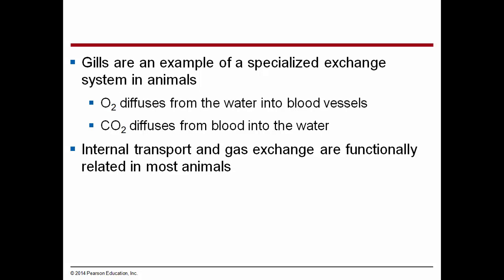Gills are an example of a specialized exchange system in animals. Oxygen diffuses from the water into the blood vessels, and CO2 diffuses from the blood into the water. The internal transport and gas exchange are functionally related in most animals.